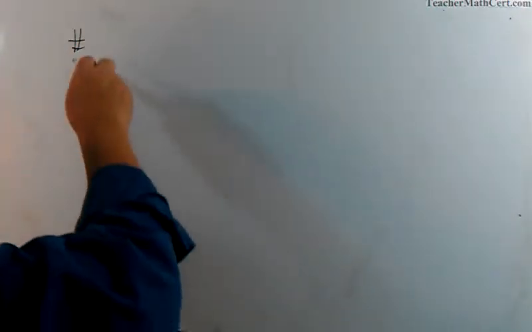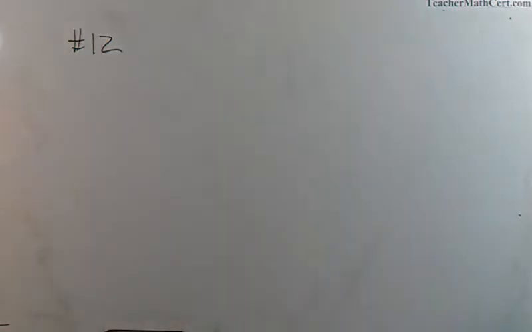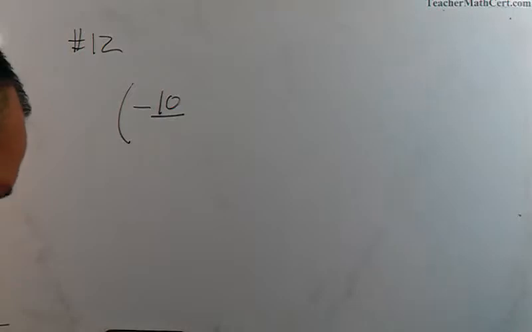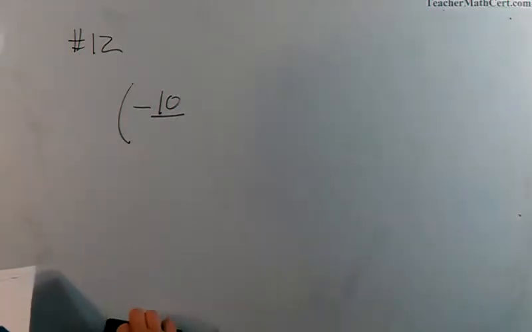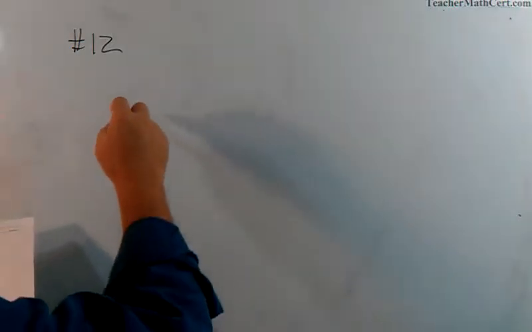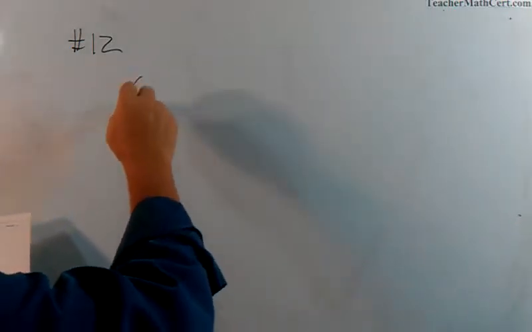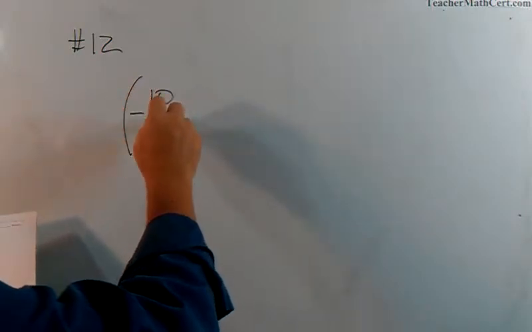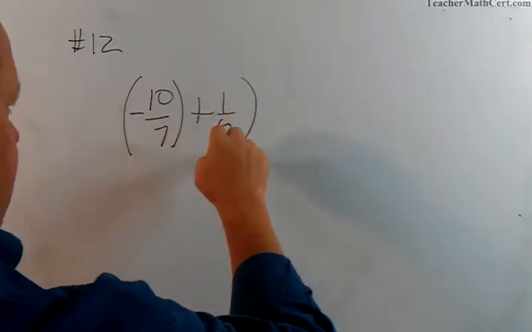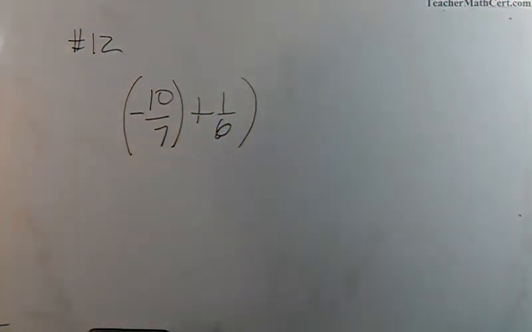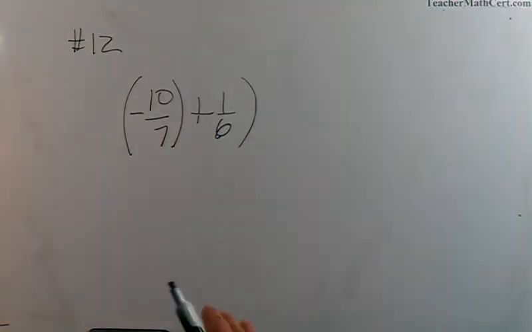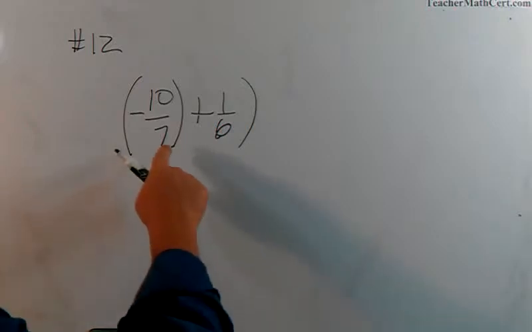Number 12. We've got a negative, which one is this? 12. Yes, so that is correct. We've got -10/7 plus 1/6. Are the pieces of the pie the same? No, they're not. The denominators are different. So we need to make them the same so that we can evenly divide the pie, right? So how do we do that?